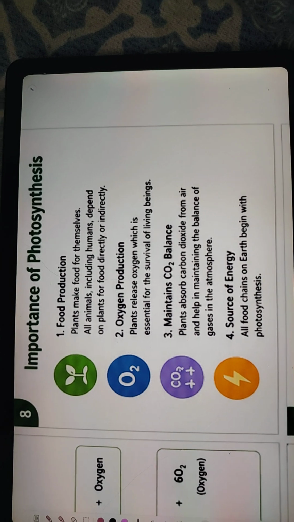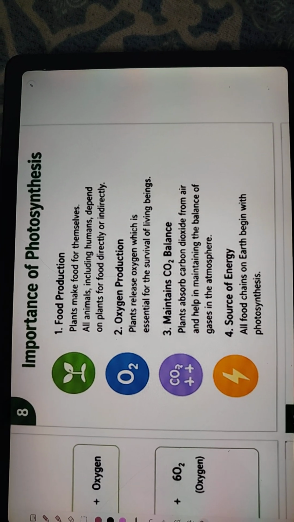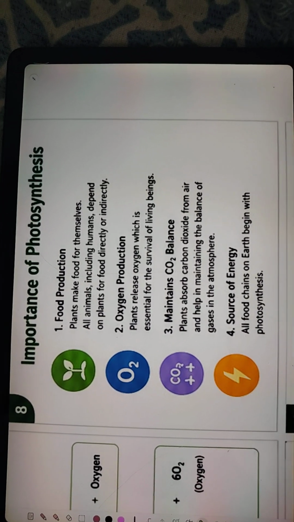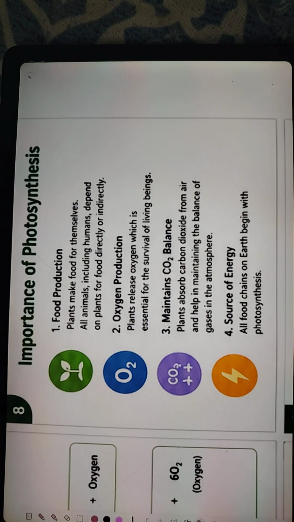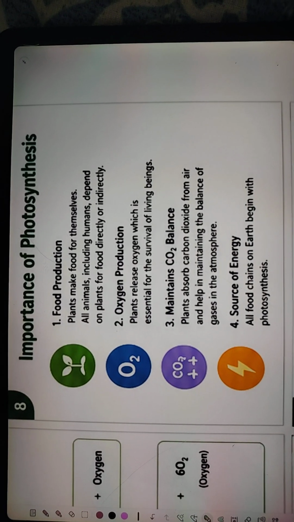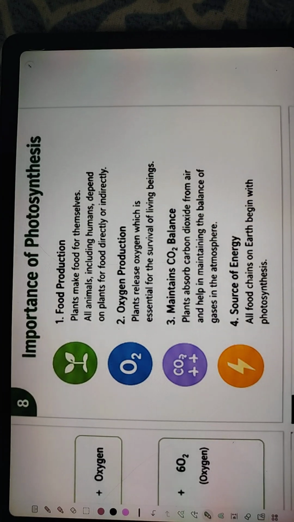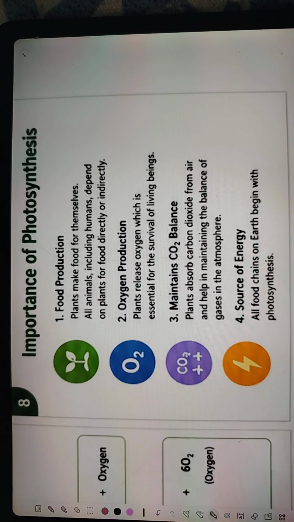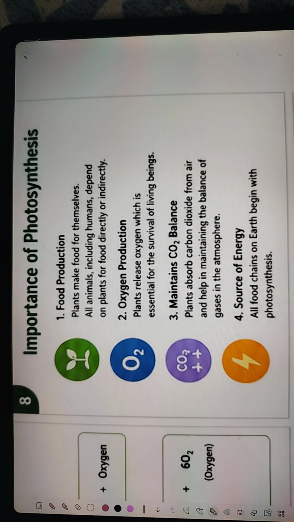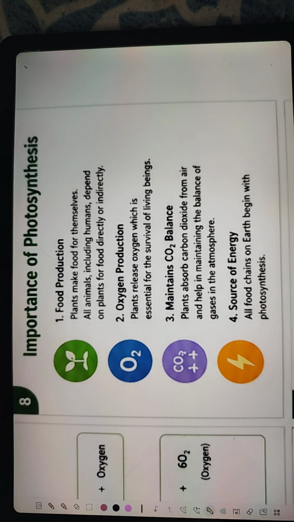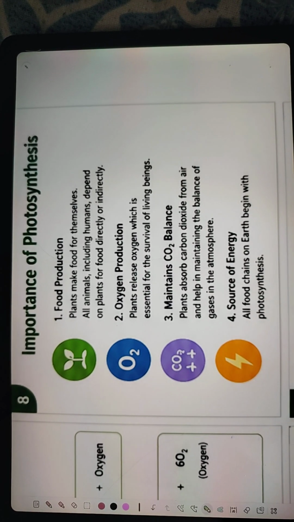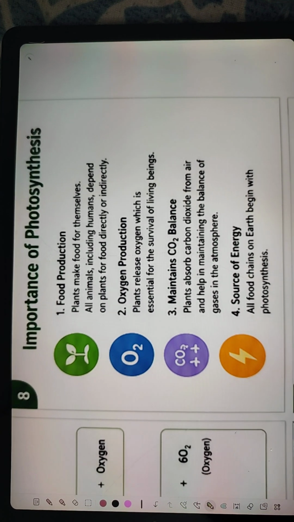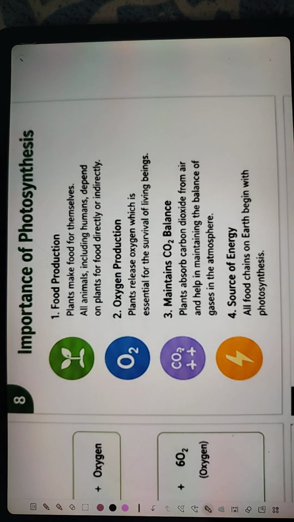सेकेंड वन इज ऑक्सीजन प्रोडक्शन. सो प्लांट्स क्या करते हैं? फोटोसिंथेसिस करके CO2 का कन्वर्जन करते हैं O2 में, दैट इज ऑक्सीजन, और ऐसे ऑक्सीजन प्रोड्यूस होता है प्लांट्स में. Third one is maintaining CO2 balance. So plants absorb carbon dioxide from the air and help in maintaining the balance of gases in the atmosphere. That's why we say that we should plant more trees. So they deplete the CO2 levels from the atmosphere and they produce oxygen.